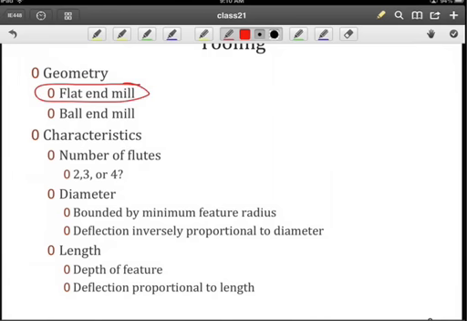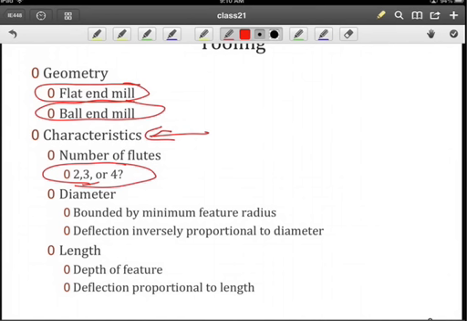So we'll look at the flat end mill as an example, and also the ball end mill, different geometries and different cutting surfaces. Some of the characteristics that you will note first are the number of flutes. So when we select tooling, one of the questions that we need to address is how many flutes we should define for our tooling, and what the diameter of the tool should be. Of course, this is going to be affected by the feature that we're trying to create.